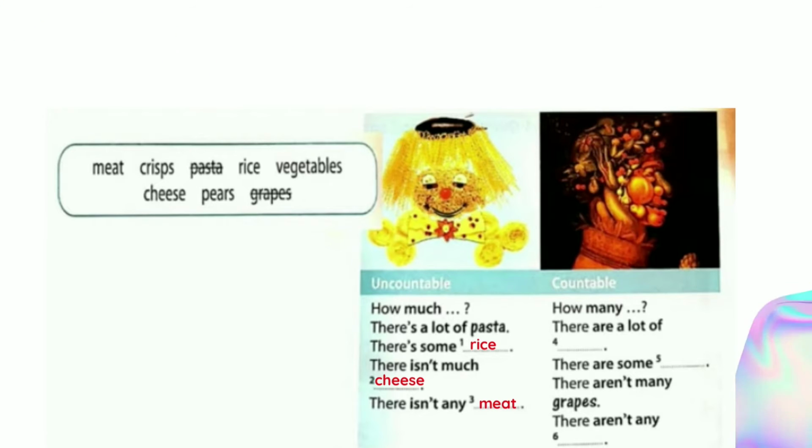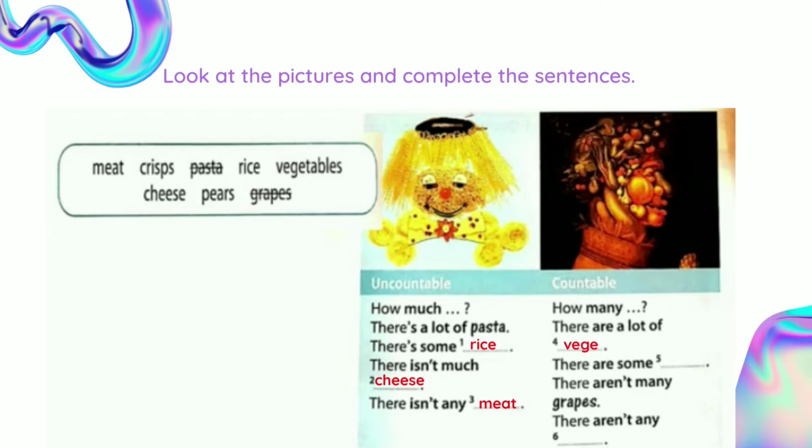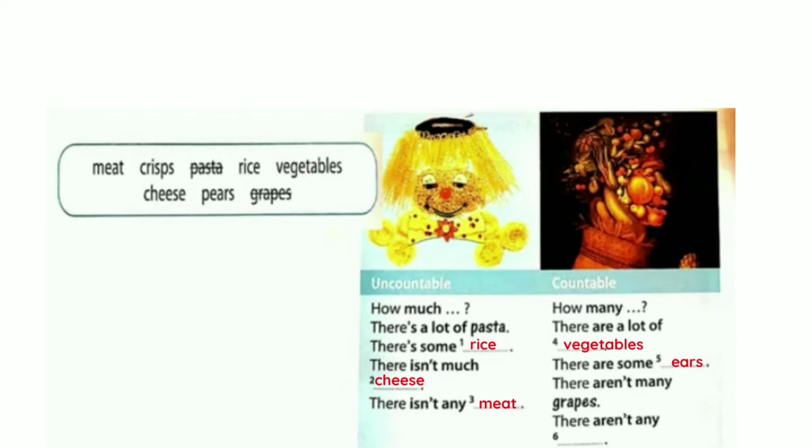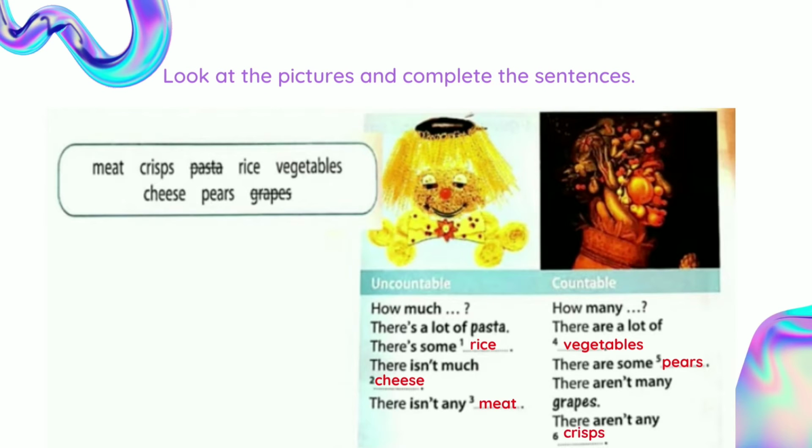Countable. How many? There are a lot of vegetables. There are some pears. There aren't many grapes. There aren't any crisps.